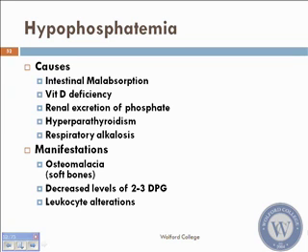Okay, so it can be from intestinal malabsorption. It can also be from a renal excretion of excessive amounts of phosphate. Situations like hyperparathyroidism will also induce this, as well as respiratory alkalosis. The manifestation is that the bones will become very softened by this, which develops what's called osteomalacia.